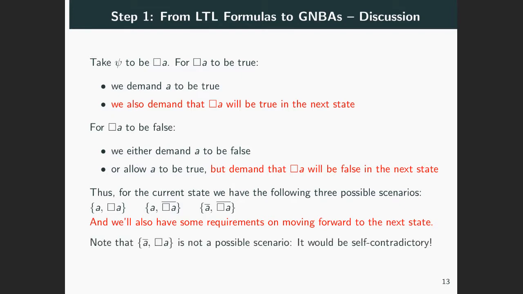Note that, for example, the combination of not A and always A, meaning that we want A to be false and always A to be true, is not a consistent possibility. It cannot be the case that always A is true, but A is false.